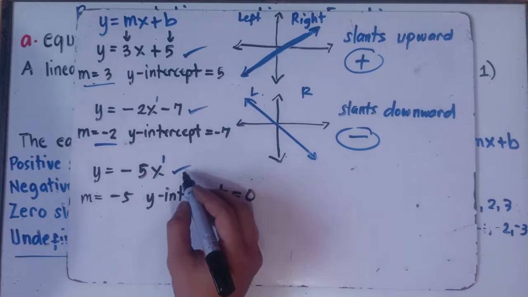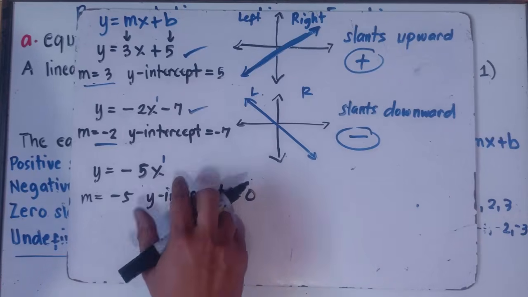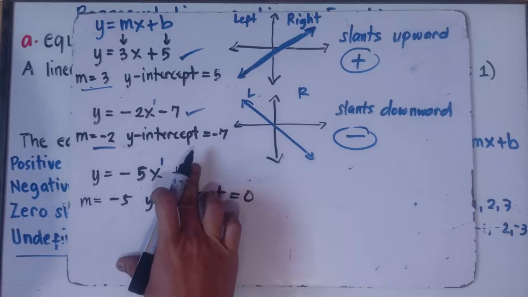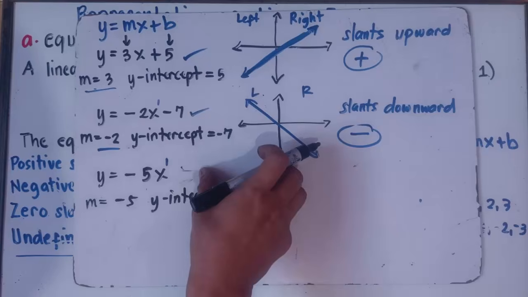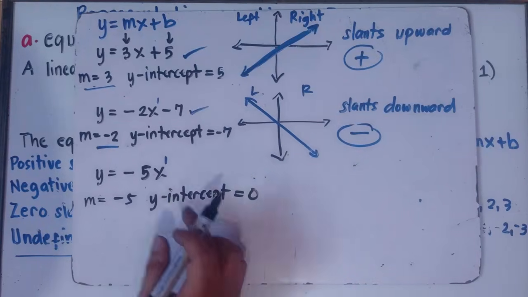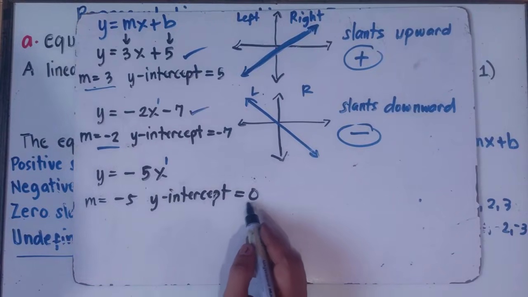If you didn't see any value for b, once again, class, if you didn't see any number after x, for example a 3 or a negative number, then automatically, class, if you don't have the value b, it will be 0.